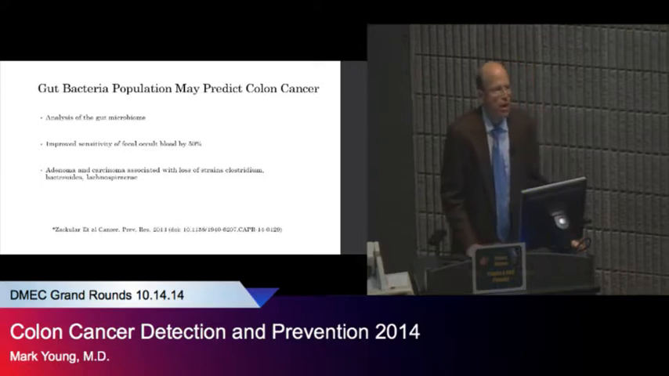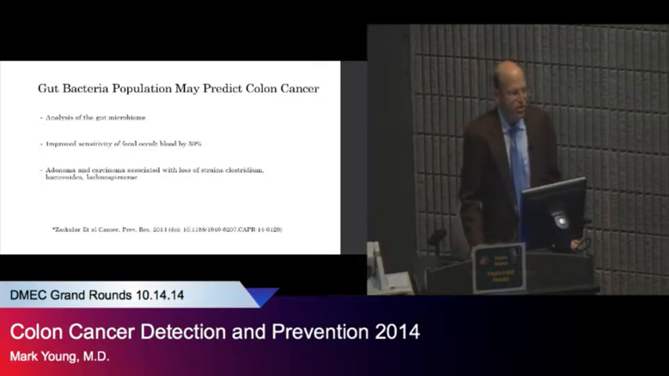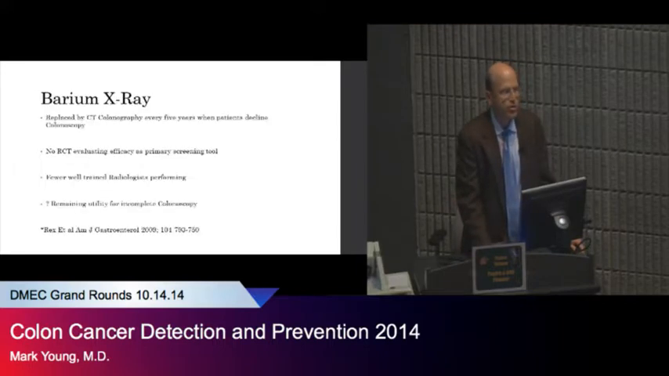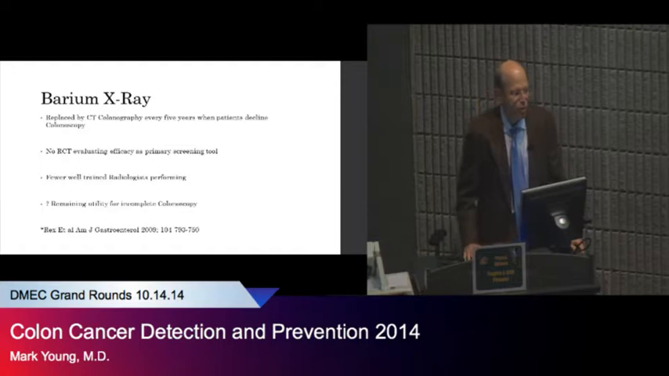Some of the newer things that are coming out is analysis of the gut microbiome, and there's studies looking at improved sensitivity of fecal occult blood by up to 50% if you can analyze the gut microbiome. And it's also been shown that patients that have adenocarcinoma also have decreased strains of Clostridium and Bacteroides, so this is something in the future that may be used a little bit more.